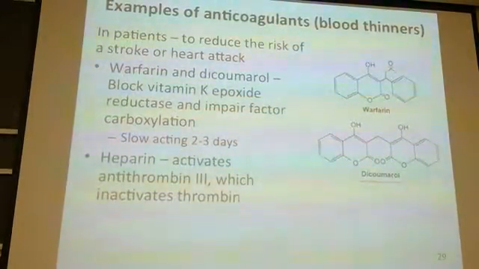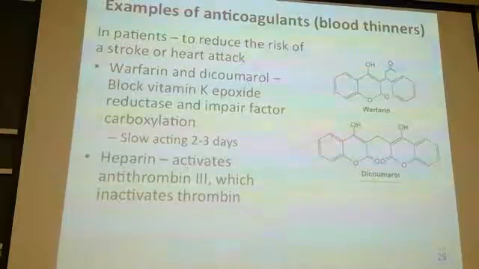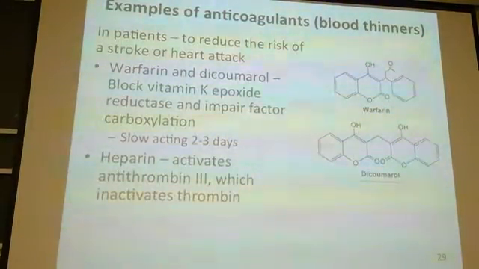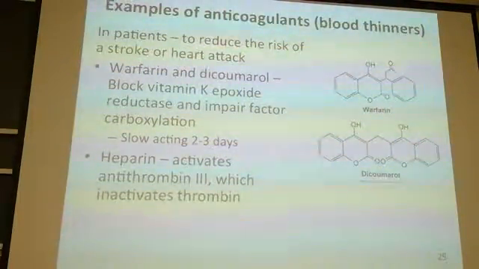Heparin is a much faster acting drug, and this activates antithrombin 3. I didn't talk about this, but this protein directly inactivates thrombin. And so heparin is going to be a very fast acting drug because it's going to immediately inactivate circulating thrombin.